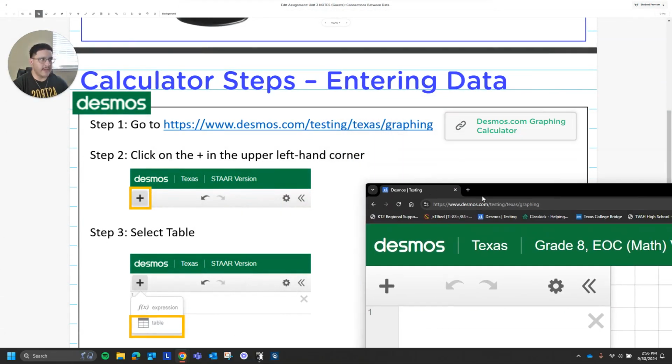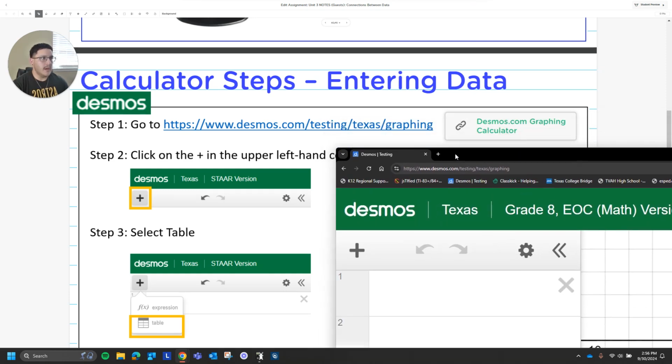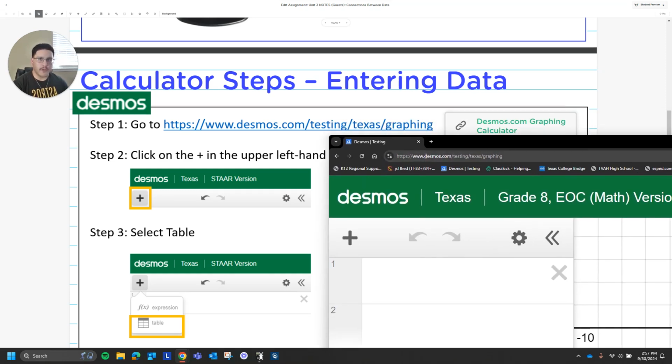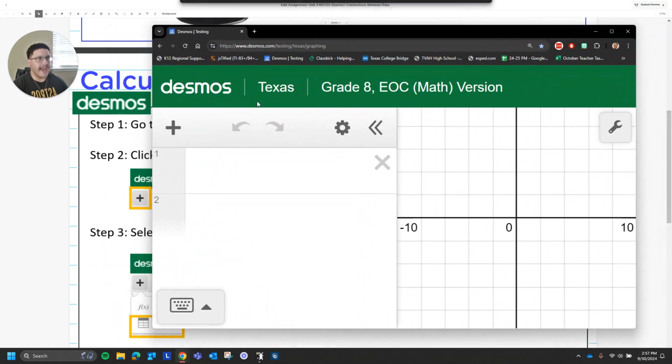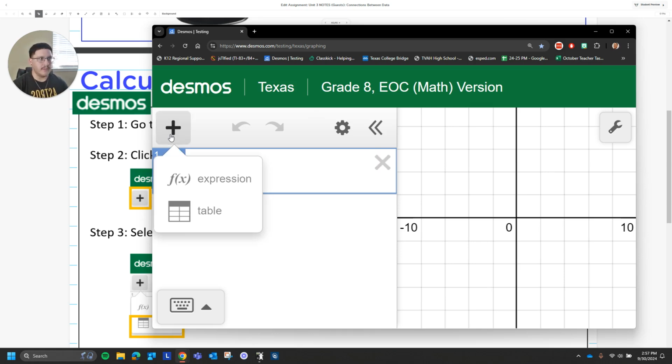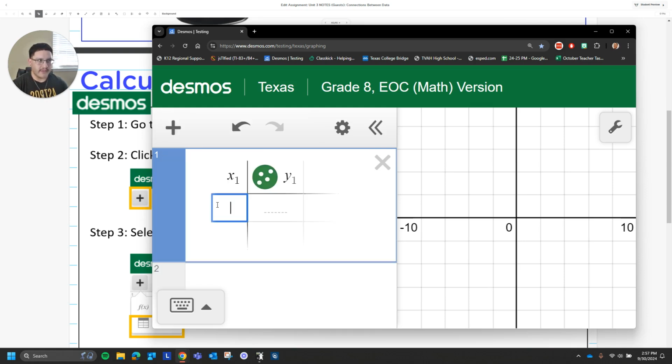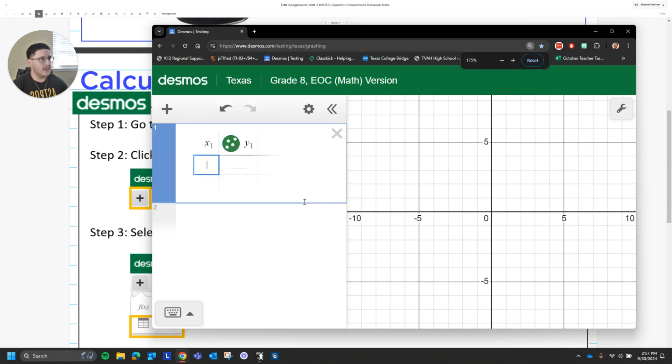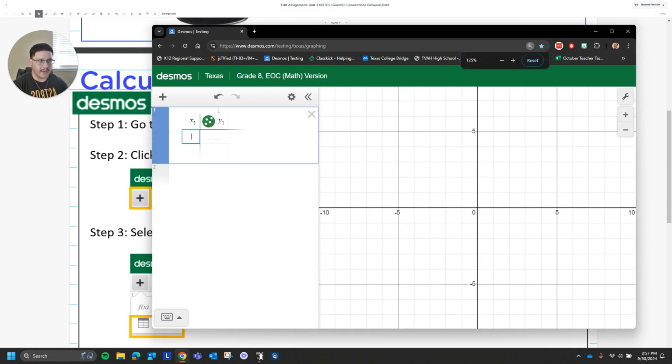Okay, so using Desmos, we're first going to create a table. You're going to be given a data set in the form of a table, and we're going to need to input that table into the first line in the Desmos calculator. So you're going to hit the plus sign, click table, and then you're going to enter the values for x1 and y1.